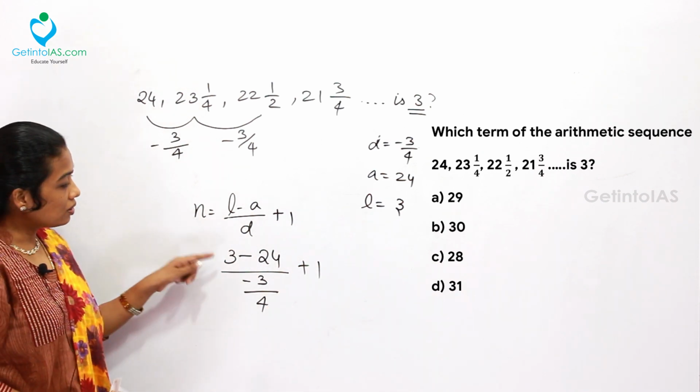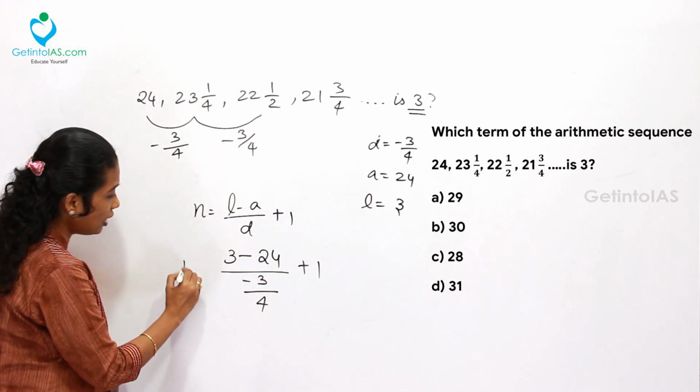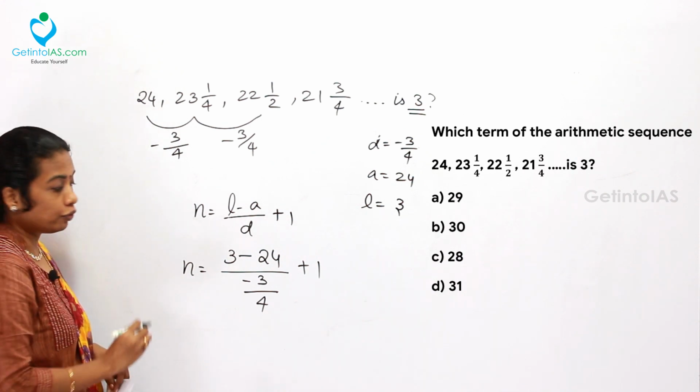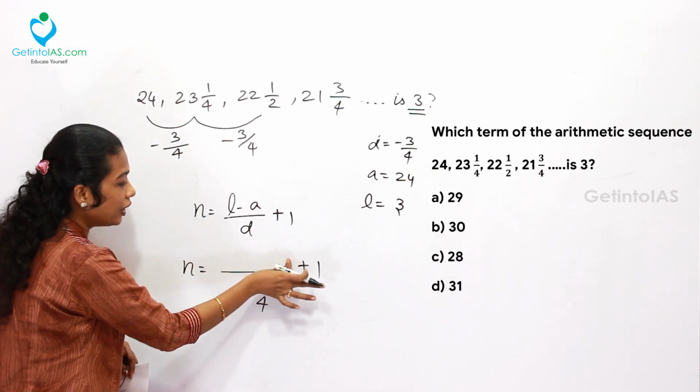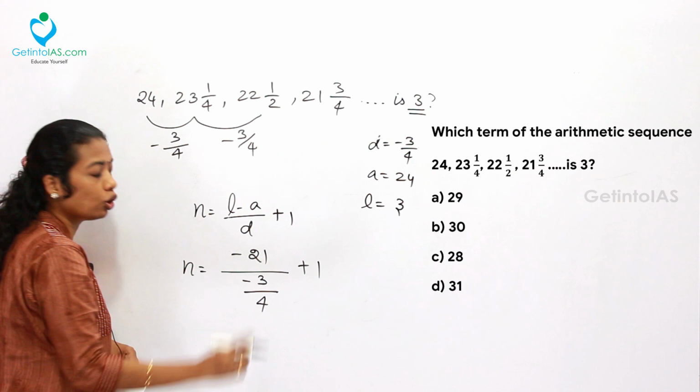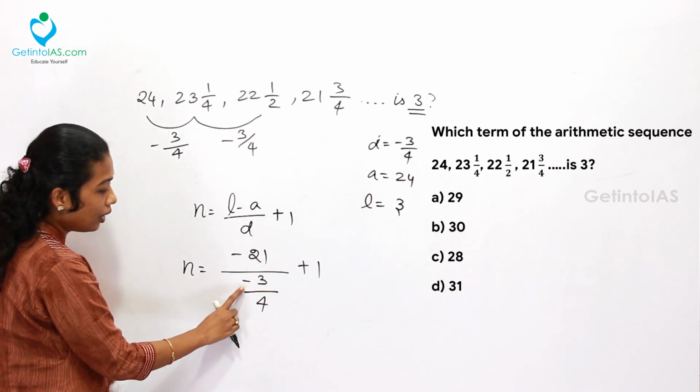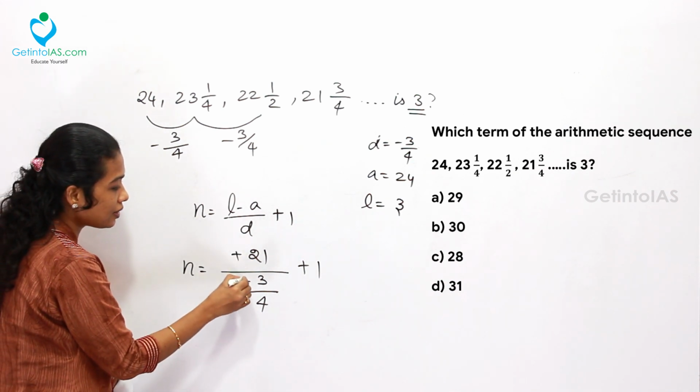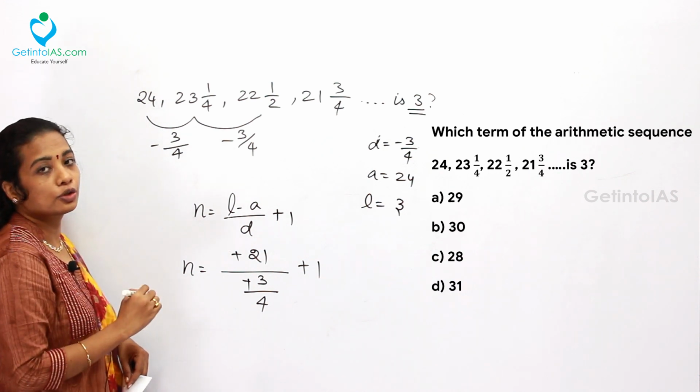That's all. What is 3 minus 24? 3 minus 24 is minus 21. Simply I am writing it over here. Then the next one, minus 3 by 4. Minus and minus get cancelled. Both will turn to plus.